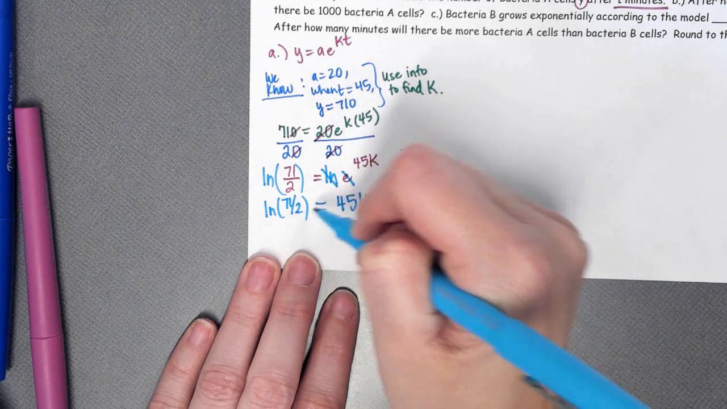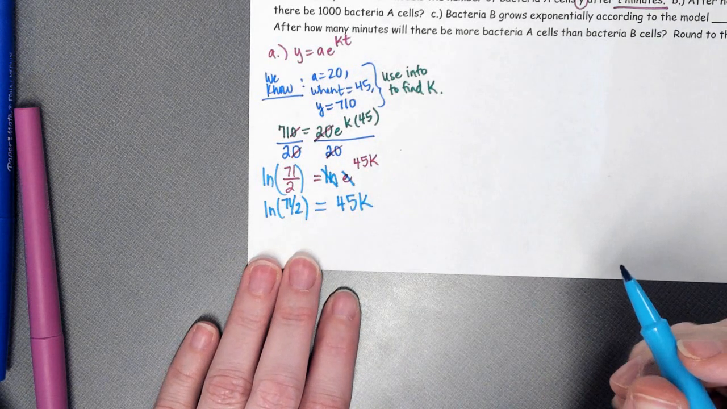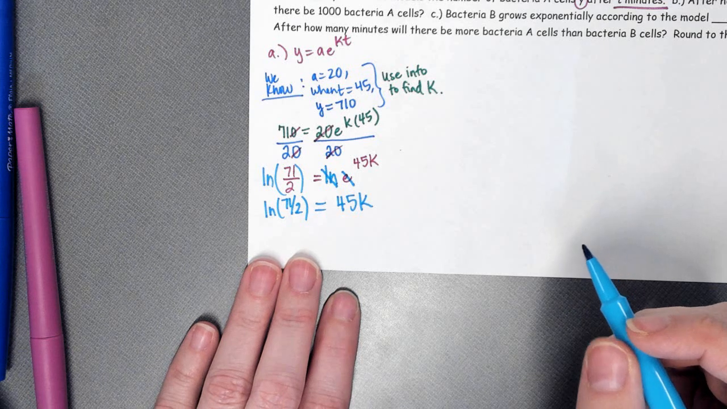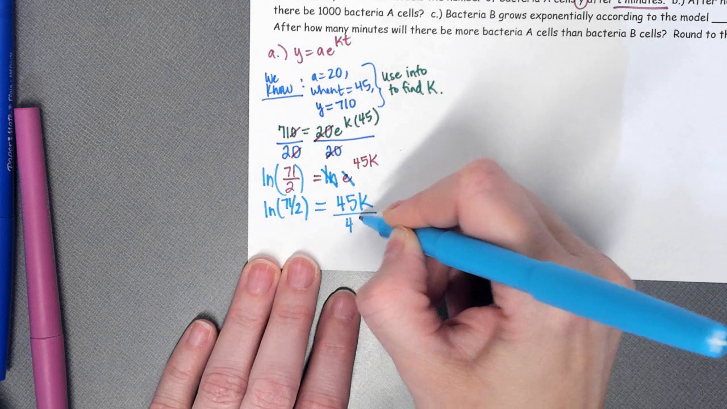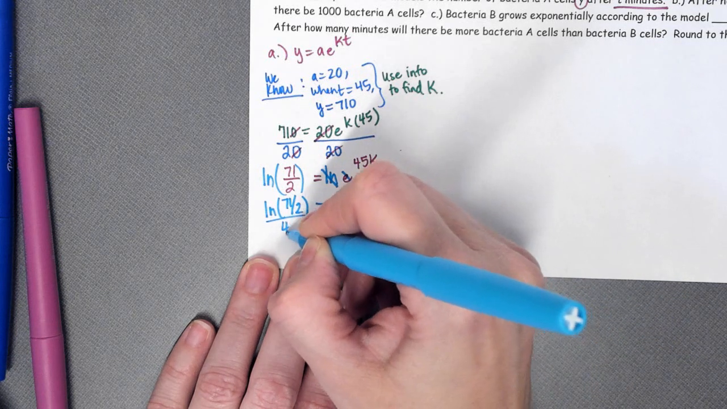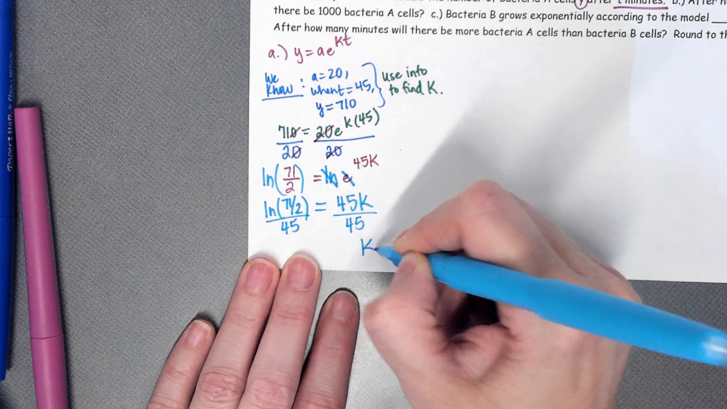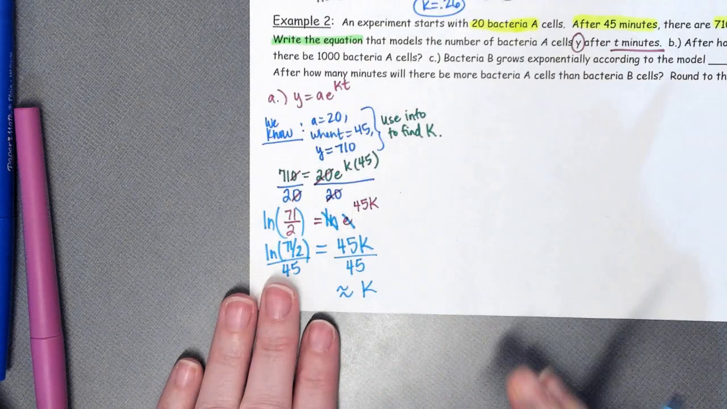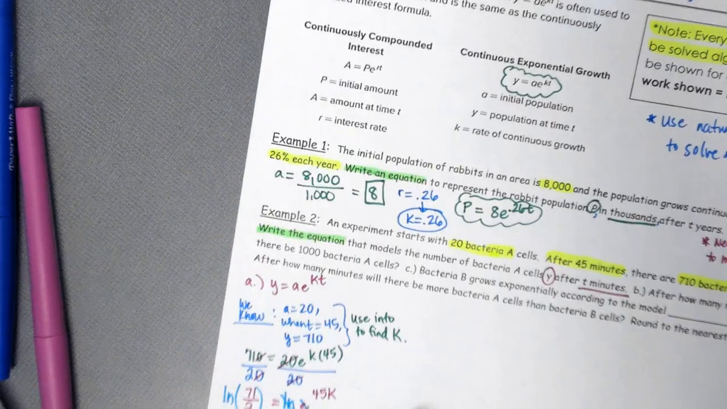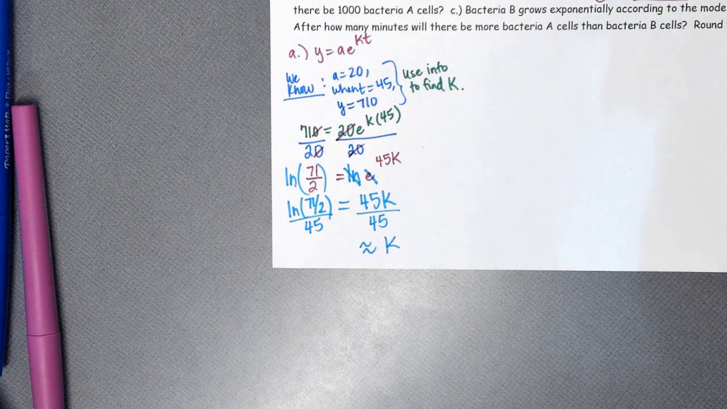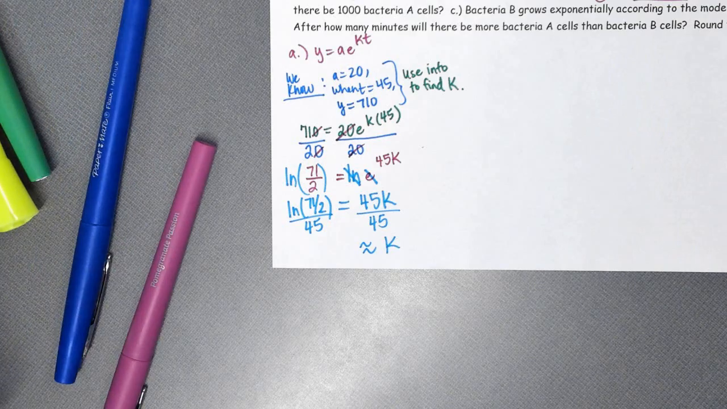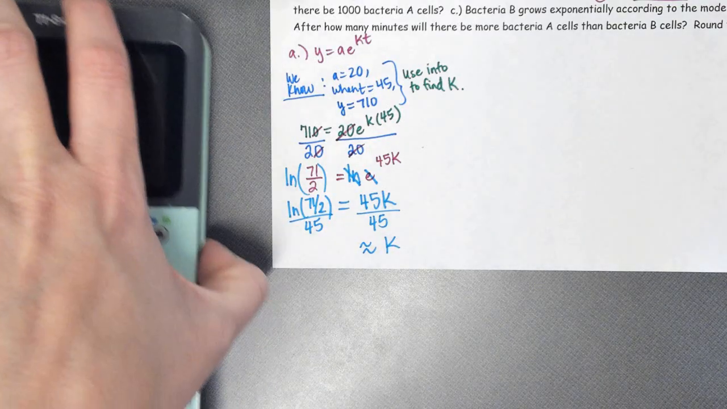Do you guys remember what the rule's called? Yep, the power property. Good. So that comes down in front. And then all we have to do now to solve for K is divide both sides by 45. When you are finding K, generally they'll either round to the nearest 10,000th or 100,000th. It depends on what you have.